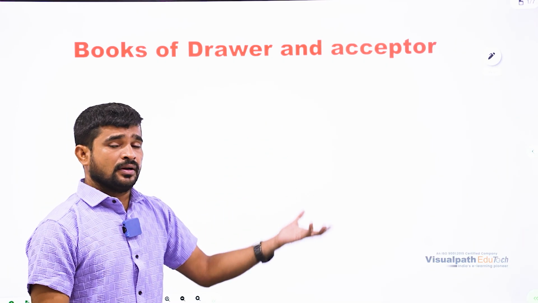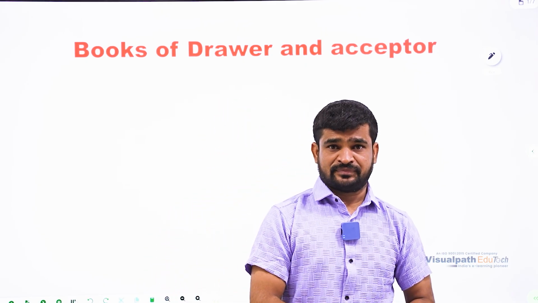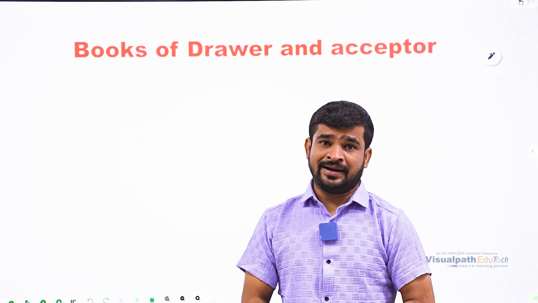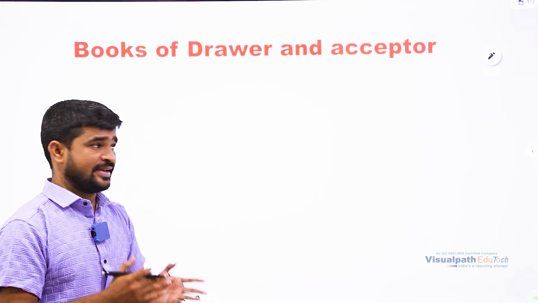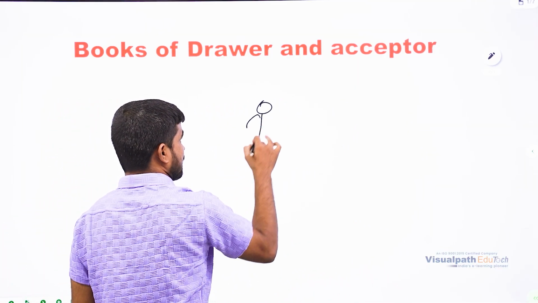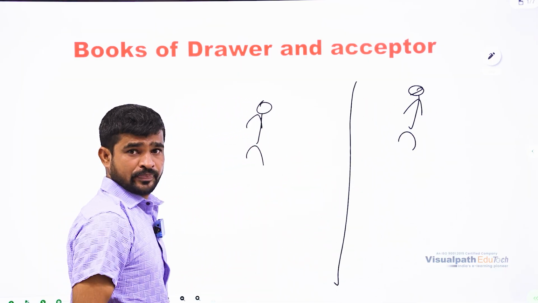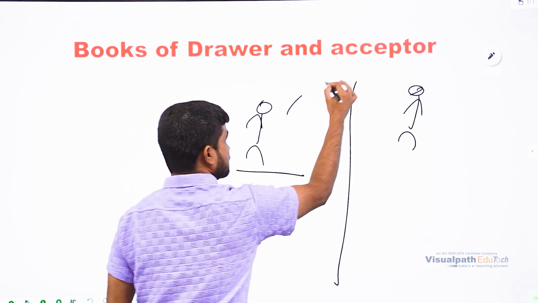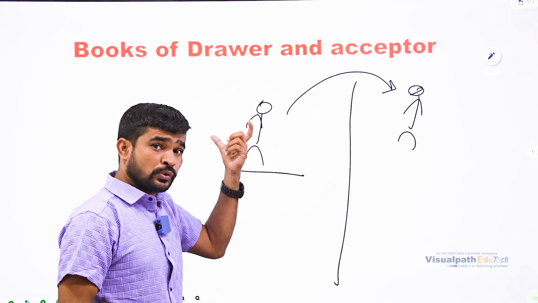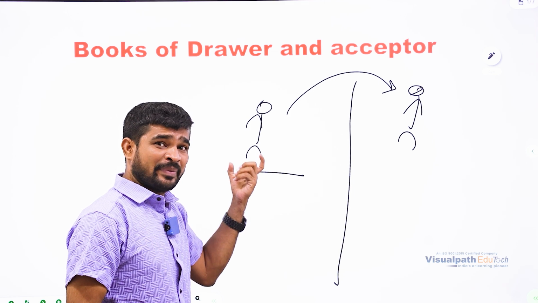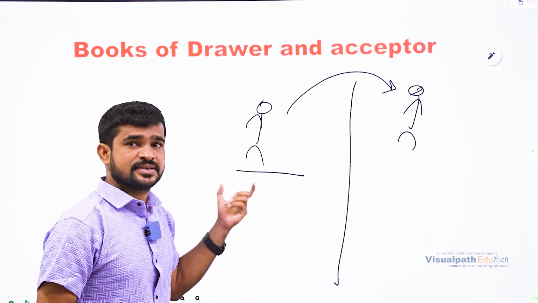Here is the review and the definition of the drawer and acceptor, which is books of drawer and acceptor. There are two parties, as we discussed. I have taken the example of the bill of exchange with a drawer and drawee. Drawer means the seller. The seller of the goods is called the drawer, and not only the seller of the goods, whoever has prepared the bill of exchange is called the drawer.